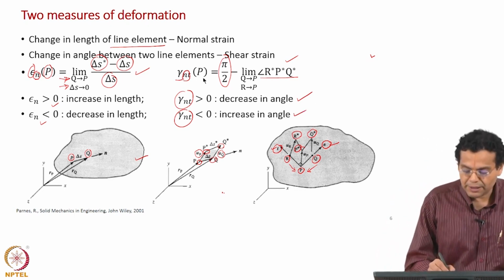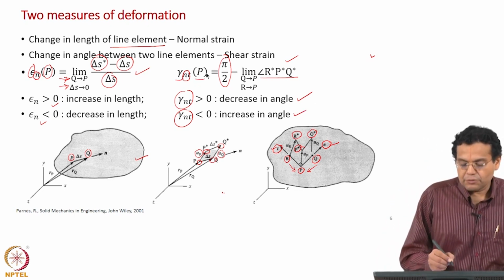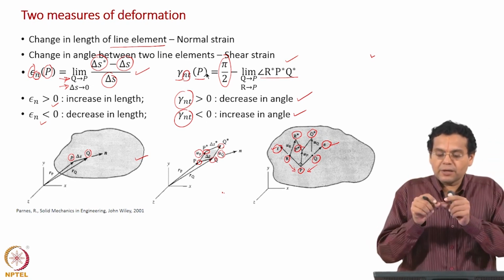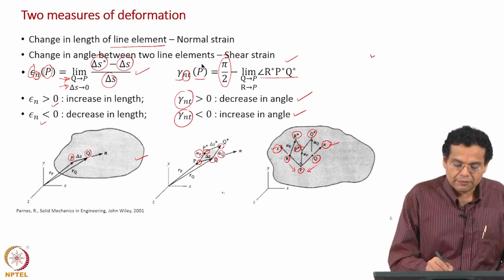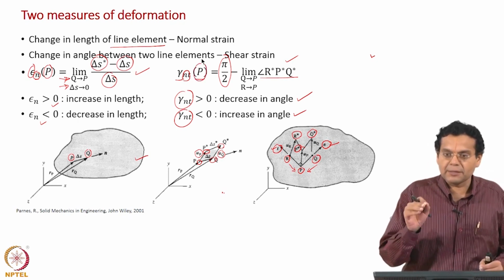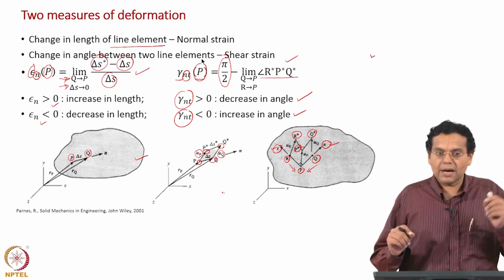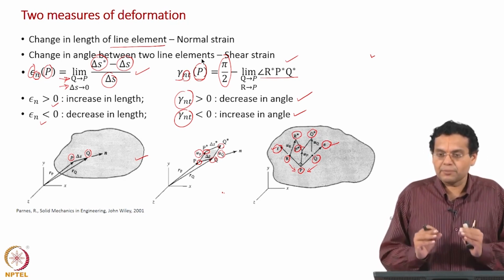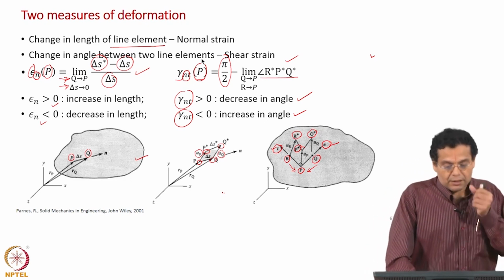Coming back to this point P, why do we say point P? I said imagine a point, at that point we have two line segments. So finally it is shear strain at point P only, though we have P, Q, R etc. Finally the definition is for shear strain at point P only.